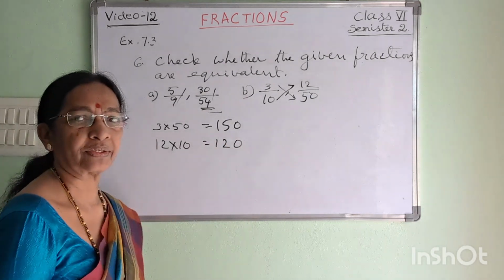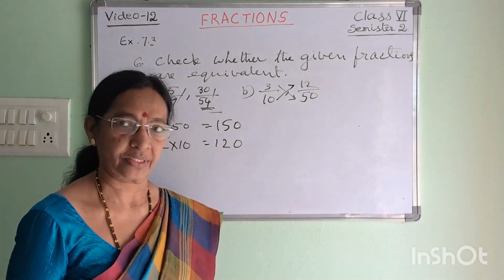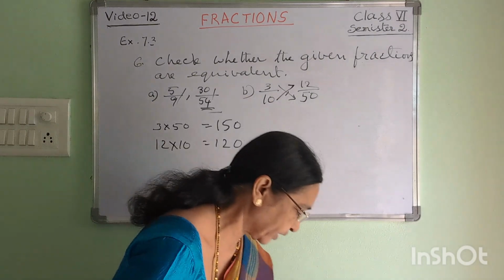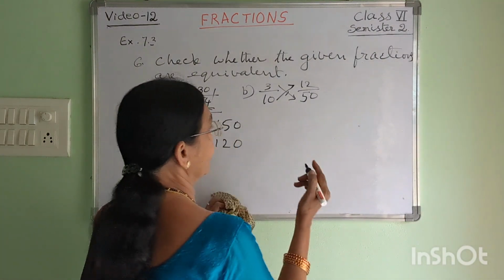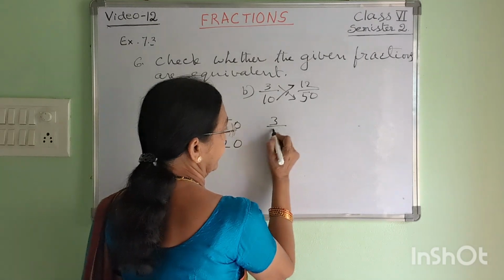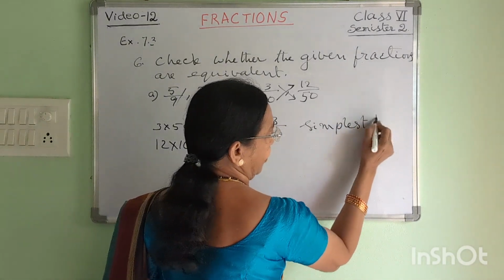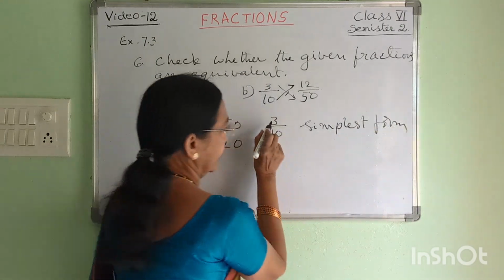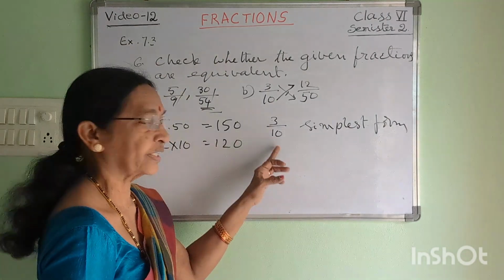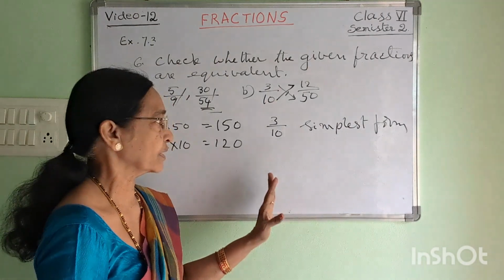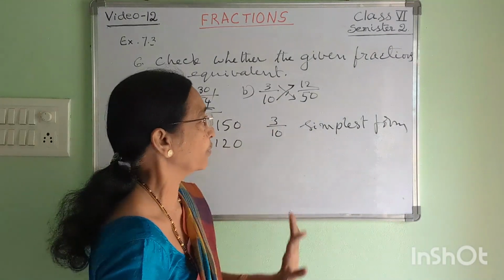These are not equal. Therefore, these two fractions are not equivalent. We will do it in the other form also. 3 by 10 is in its simplest form, because there are no common factors except 1. For 3 and 10, no common factors except 1. Therefore, this is the simplest form.